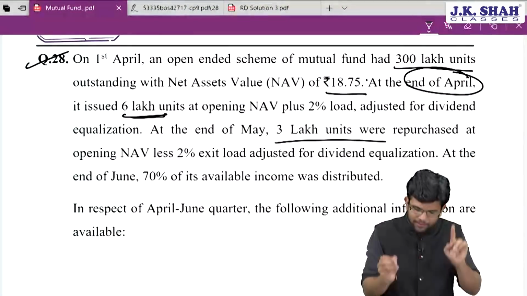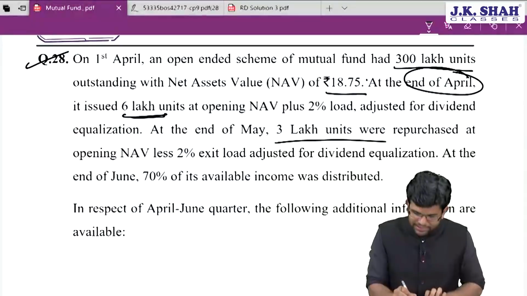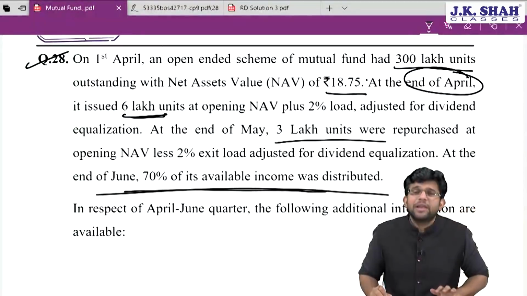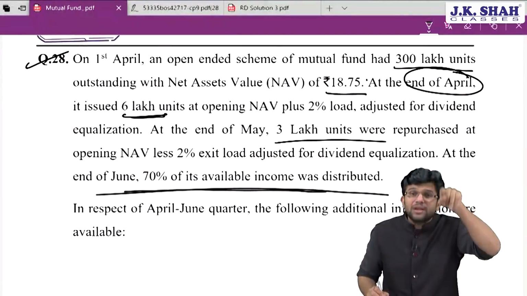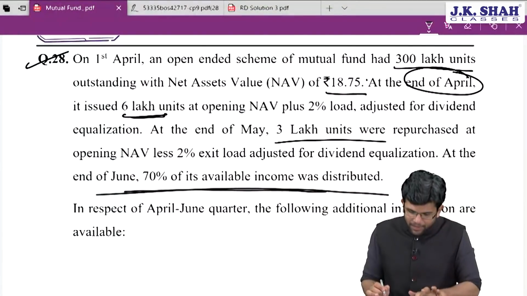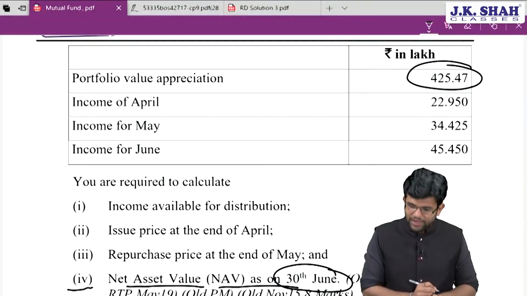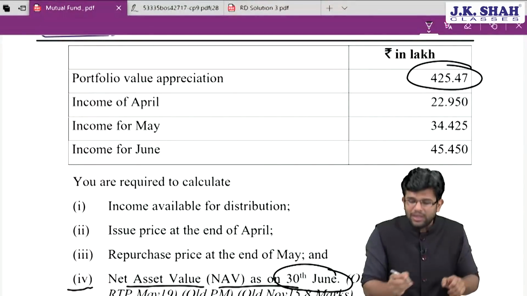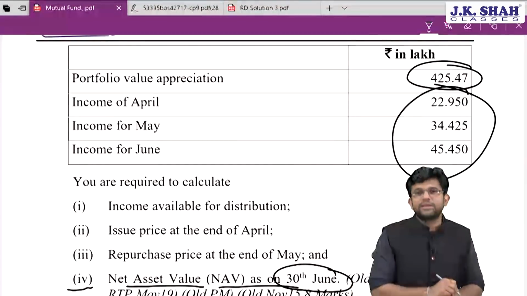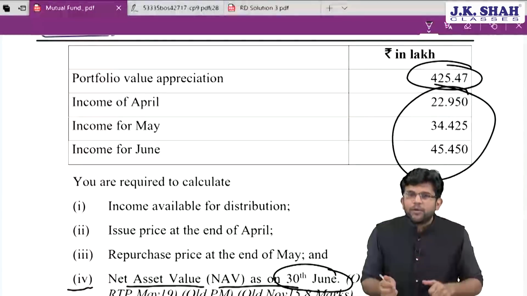That is also available. And then students, do you realize that you're going to distribute 70% of the available income? That also therefore will reduce your final NAV. Apart from this, correct students, they are saying that our portfolio is going to appreciate by 425.47. This will add on to your NAV. And these 3 incomes, obviously from these incomes only you are distributing 70%, right?